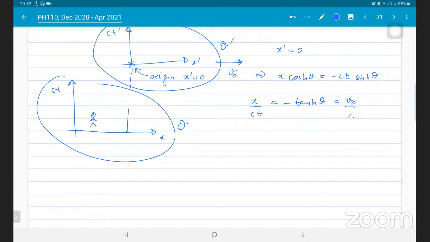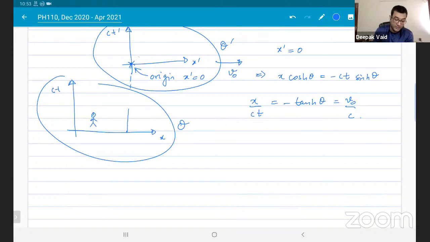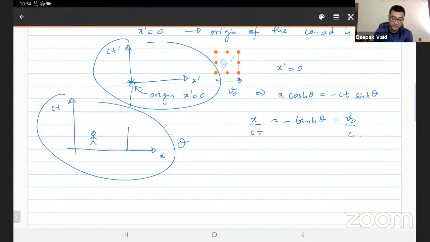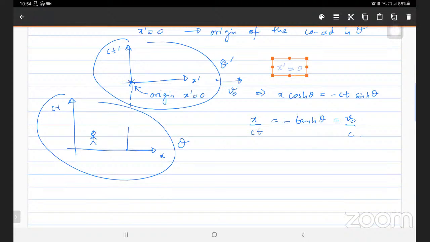Yes, sir. Okay. But when I look at this origin, now you put something at the origin. Let's say you put a ball at the origin. And you ask, what is the position of this ball as seen by O? So as seen by O, the position of the ball satisfies this equation in O prime frame of reference, right?